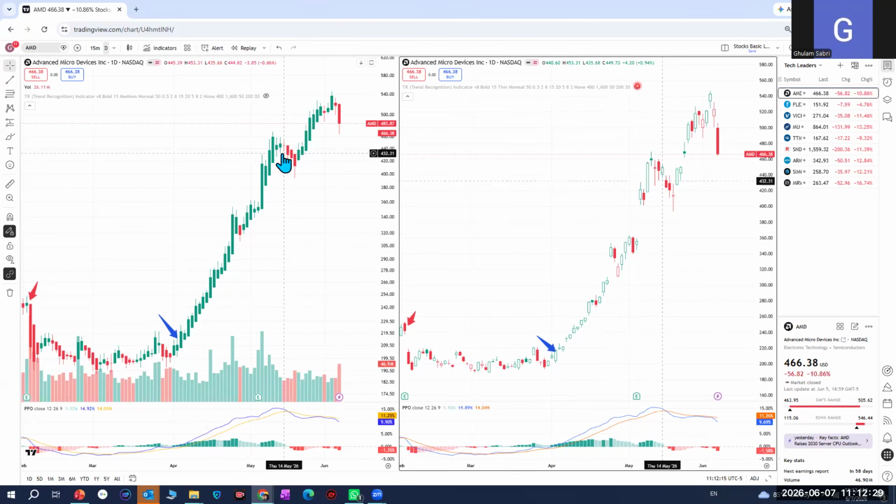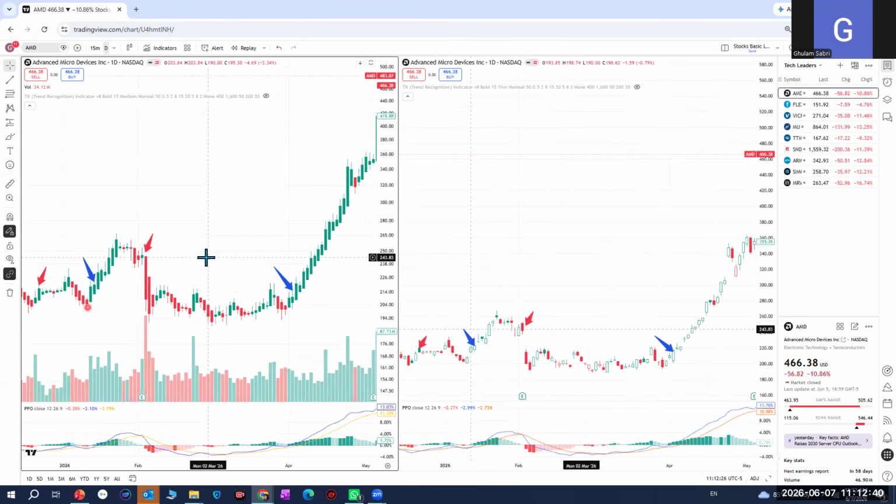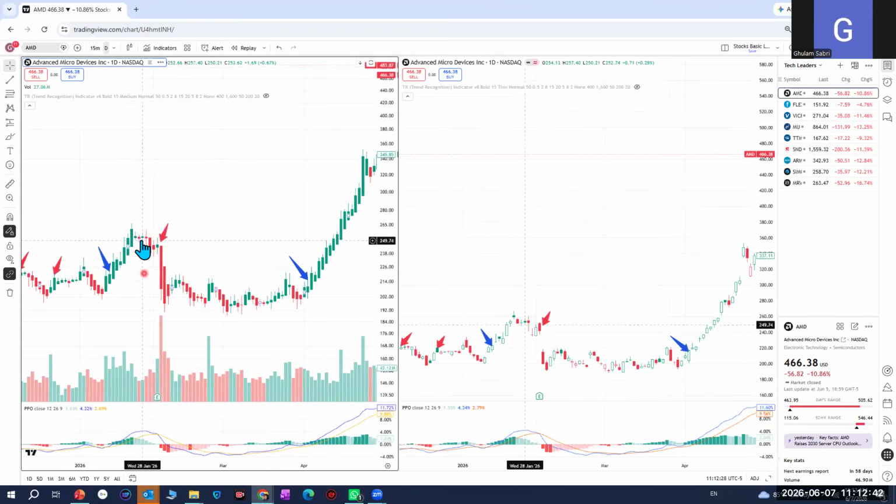For example, this is a doji here. So no uptrend, no downtrend, no bullish. But over here, we can clearly see this is an uptrend. If we go into some previous period, like February, March, then it was a downward trend.